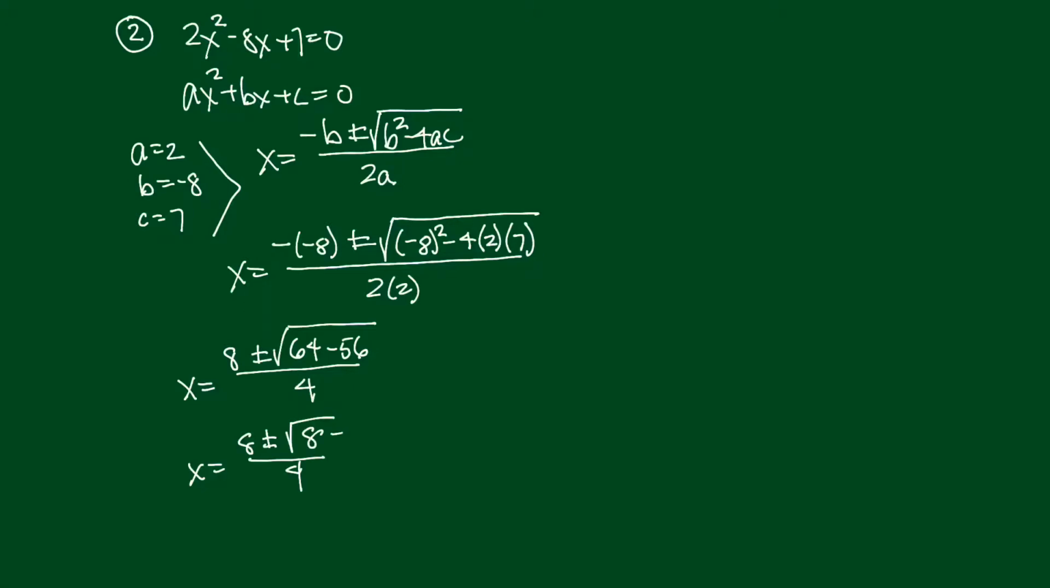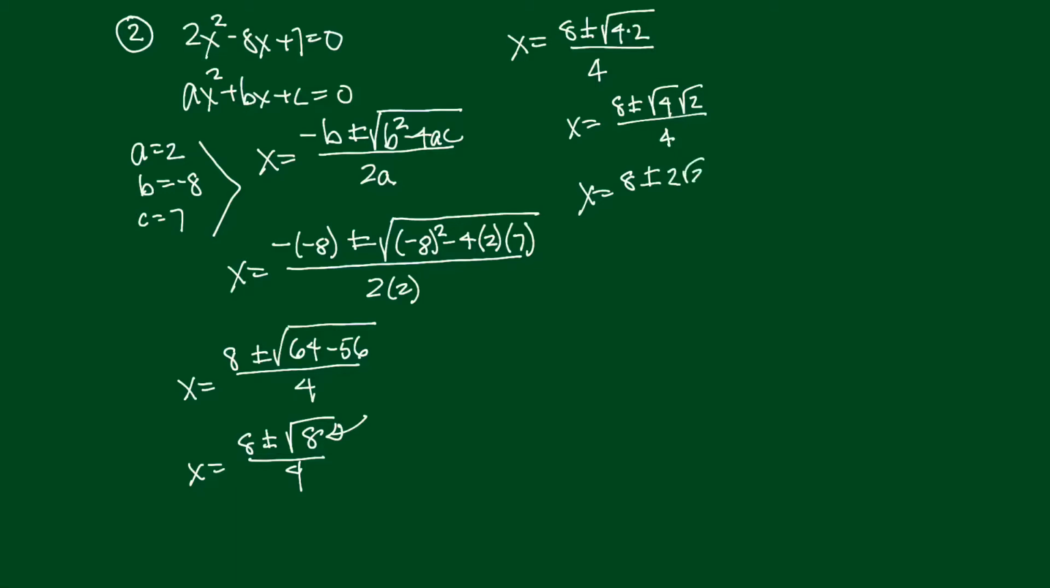Now we can do something with this 8 right here. We can simplify that. So we're going to write this as x equals 8 plus or minus. I can break that 8 down into two numbers, one of which I know the square root of, 4 and 2, all over 4. So x is equal to 8 plus or minus, now I can break these apart, square root of 4, square root of 2, all over 4. So we'll get x is equal to 8 plus or minus, now square root of 4 is 2, square root of 2 over 4.